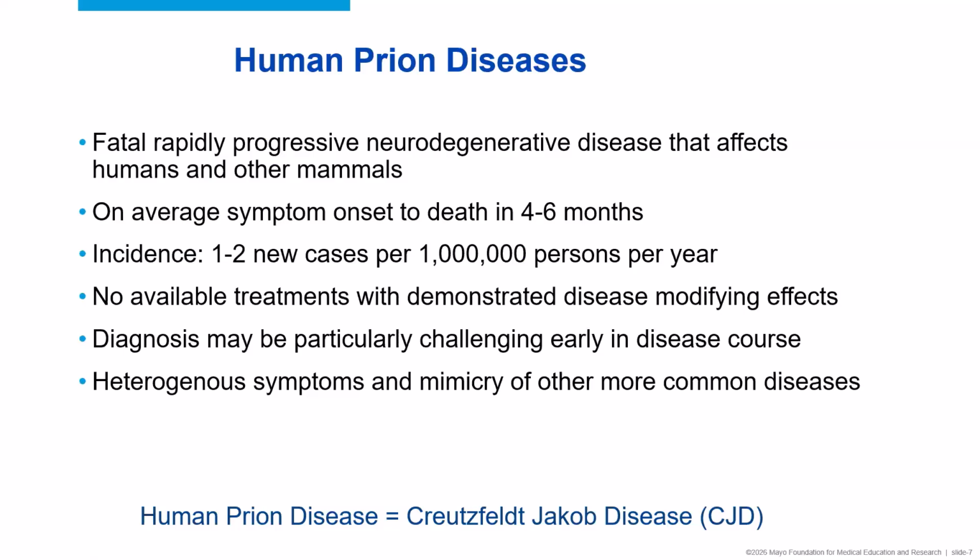The focus of this talk is really on human prion diseases. These are a subset of the rapidly progressive dementias. They are fatal and rapidly progressive. They occur in humans and other mammals. On average, symptom onset to death for human prion disease is usually between 4 to 6 months. That can vary depending on the molecular subtype. The incidence is about 1 to 2 new cases per million persons per year.